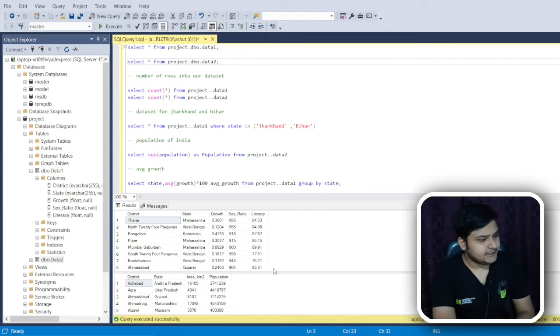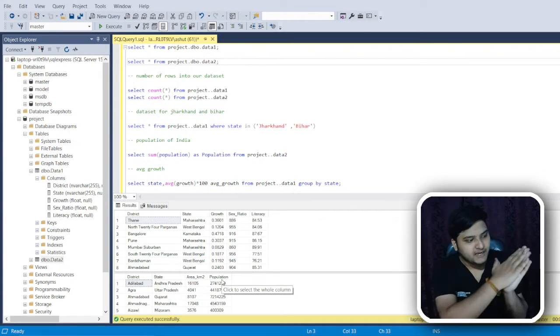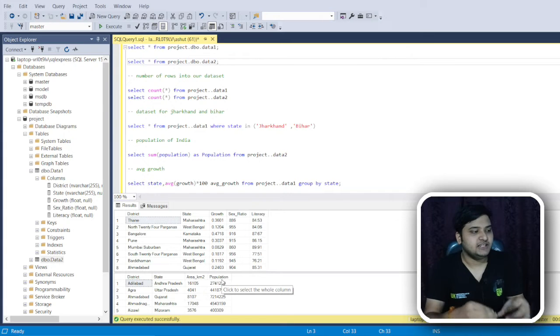You can see in the output we have got both the tables here. This is for table 1, this is for table 2. In one of the tables we have the gender ratio, and in the other table we have the total population. By now you must have understood what we'll be using here. We'll be joining both the tables to get the total number of males and total number of females. So let us see.